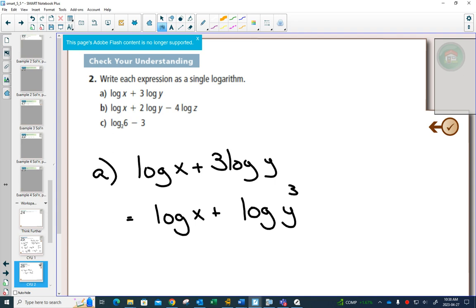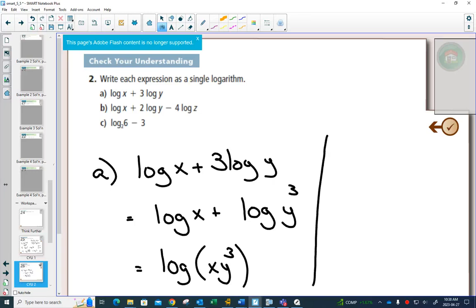And now I have 1 log plus 1 log, so I would be able to multiply inside. So there's an order that's important here. We would have to first put that 3 in as an exponent, and then we have log plus log, which allows us to combine it as multiply.